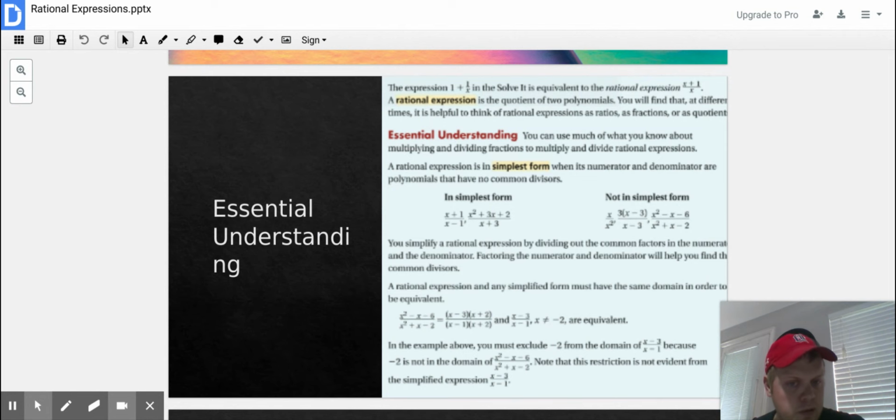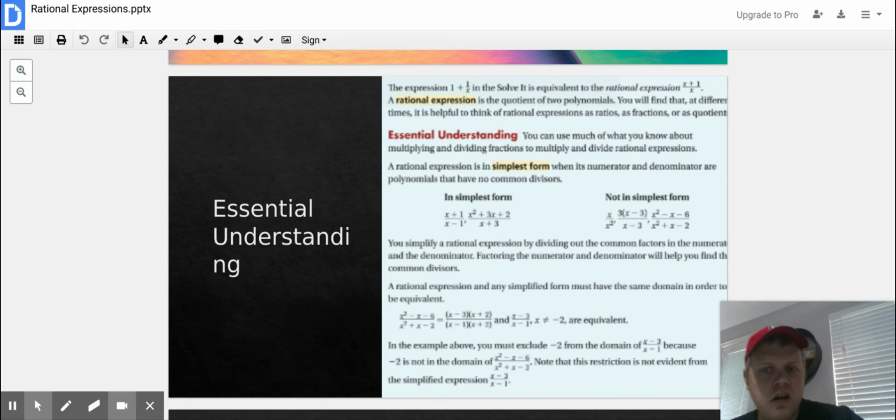So to figure out those parts, the ones that cancel out, we set that part equal to 0, solve for x, and that's what x cannot equal. In the example above, you must exclude negative 2 from the domain because negative 2 is not in the domain of our original expression. Note that this restriction is not evident from the simplified expression of x minus 3 over x minus 1. So again, whichever factor is canceled out, set that factor equal to 0 and solve for x. That's what x cannot equal.